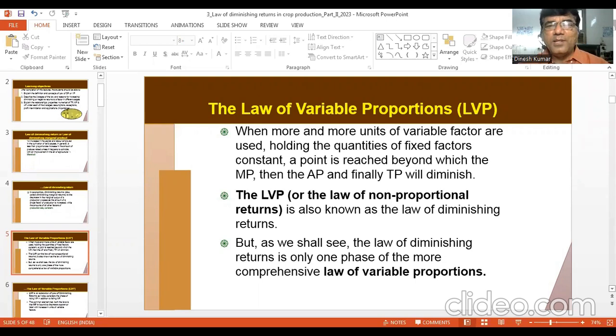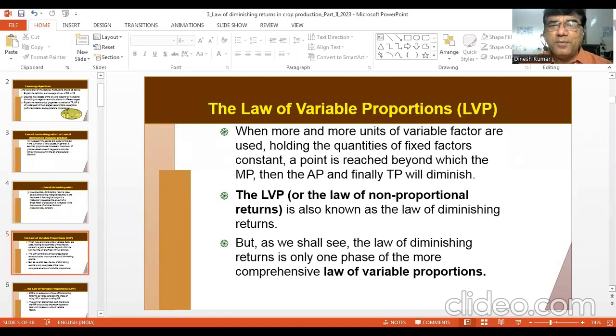So you see there are three different stages, and the law of variable proportion covers all three stages. But so far as the law of diminishing return is concerned, it covers only the last phase, the third phase, where you have negative returns. But to reach the third phase, even in the case of the law of diminishing return, there will be stage 1 and stage 2 also. So in both these laws, you will have three different stages.